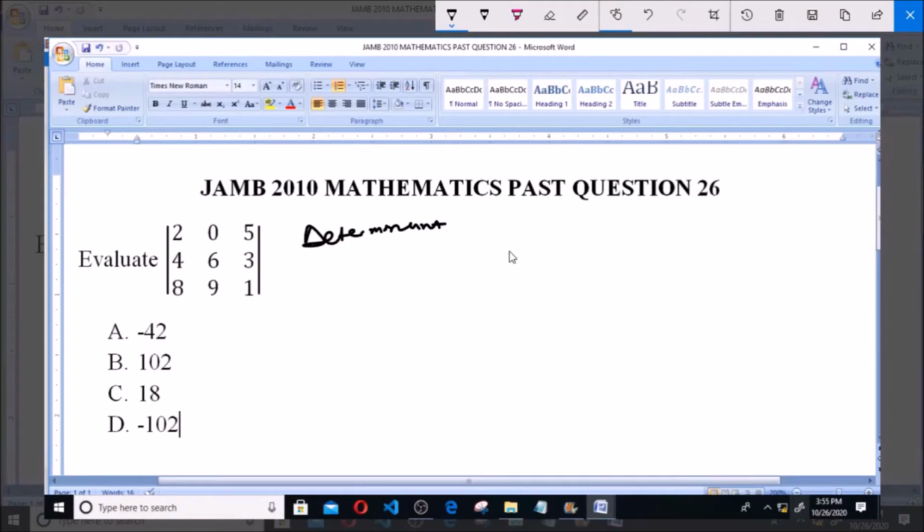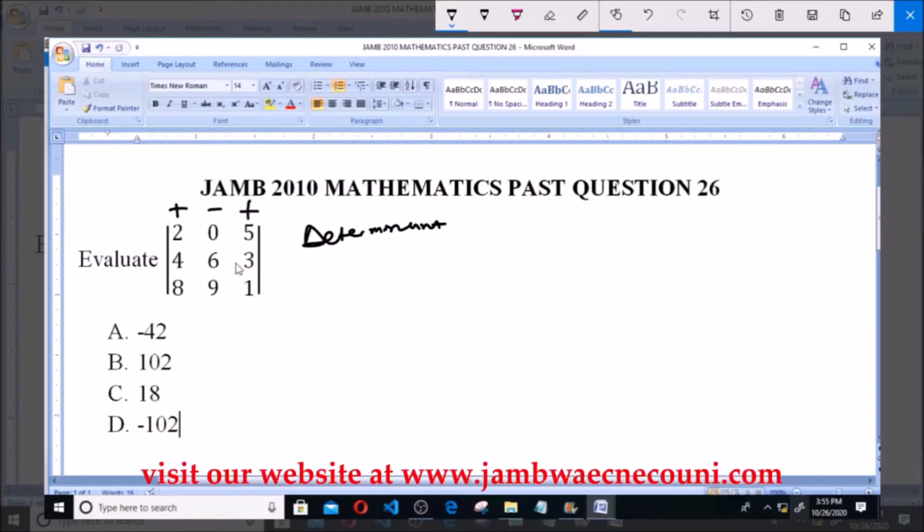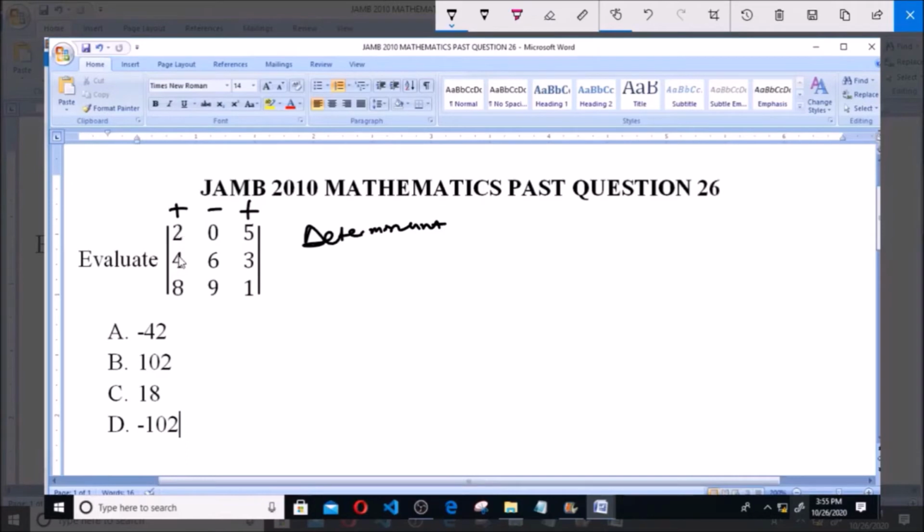Now, finding the determinant of this matrix, remember there's a rule. If you are picking from the top row, the signs are plus, minus, plus. If you are picking from the middle, it's minus, plus, minus. And if you're picking from the lower row, you have plus, minus, plus. Note that when you pick a number, you don't pick any number in its row or column. The first is 2, so I pick plus 2 into the remaining 2 by 2 matrix: 6, 3, 9, 1.